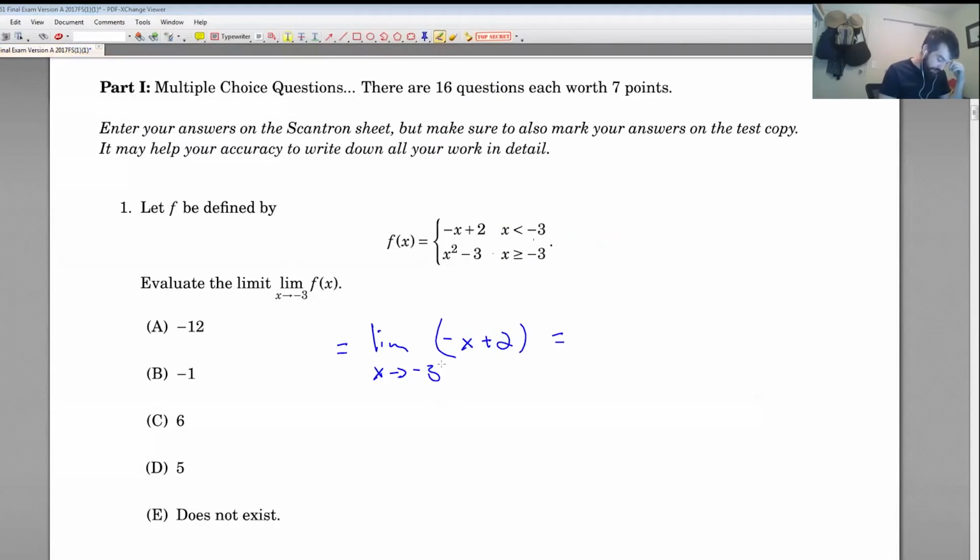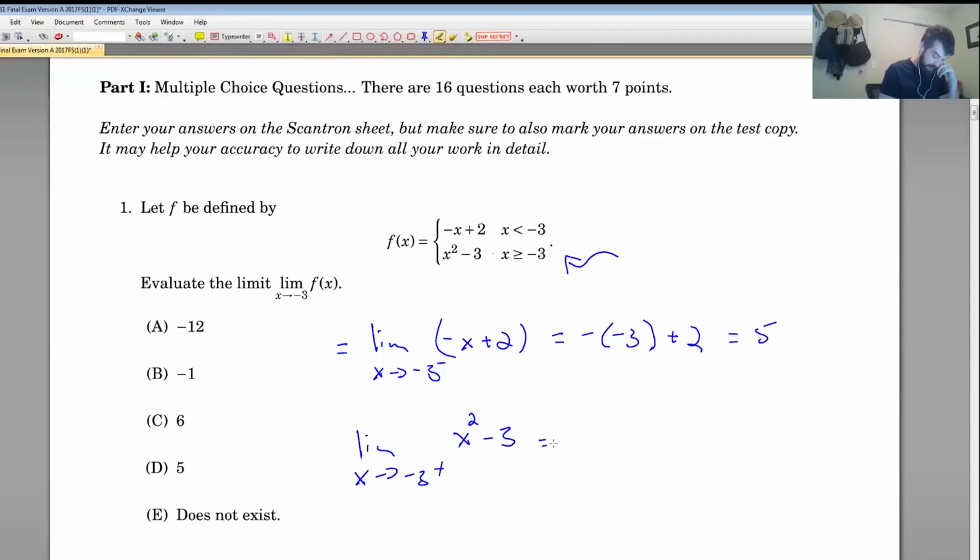So I'm going to first do it from the left, which is exactly what I said. And if I go from the left, which is this minus x plus 2, then what am I doing? I'm doing minus of minus 3 plus 2, which is 5 in total. And then if I go the other side and look at the limit as x goes to minus 3 from the right, then I'm looking over here at this x squared minus 3 business, in which case I'm doing minus 3 squared minus 3, which is equal to the value of 6.